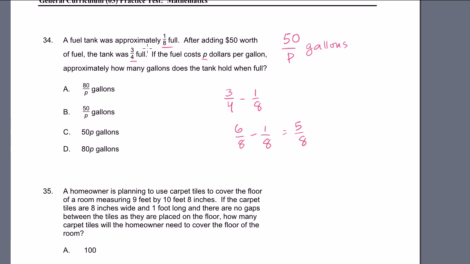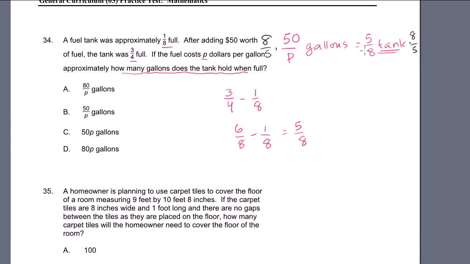Going from 1/8 to 3/4 is adding 5/8 of the tank. So this is equal to 5/8 of a tank, of our fuel tank. Now they're saying approximately how many gallons does the tank hold when full? And it's all in terms of P. So to solve for one tank, we can multiply both sides of this equation times the reciprocal of this, times 8/5.